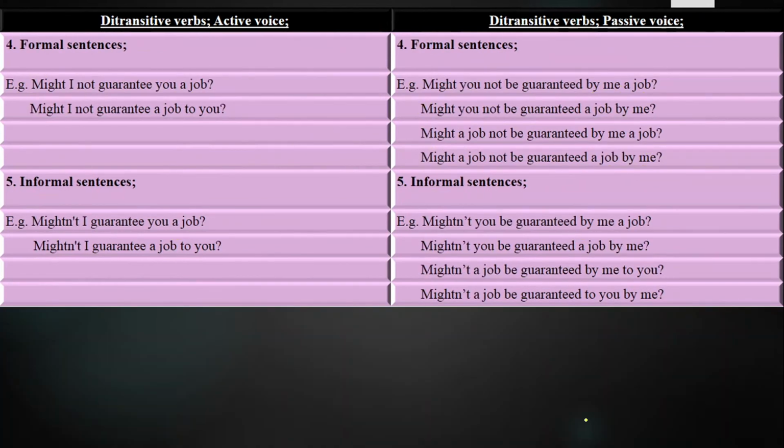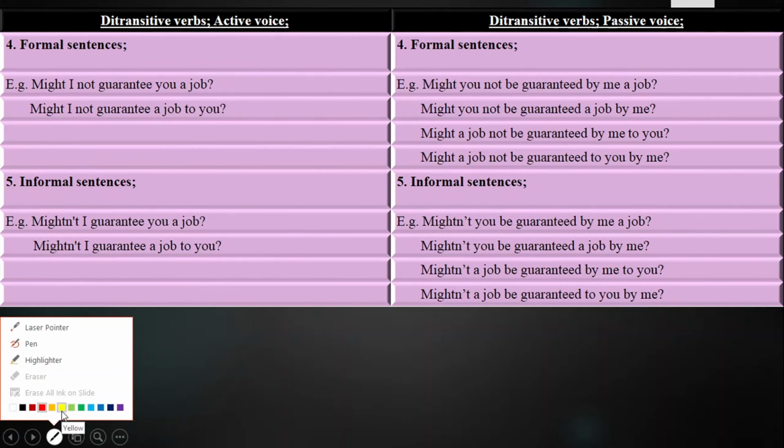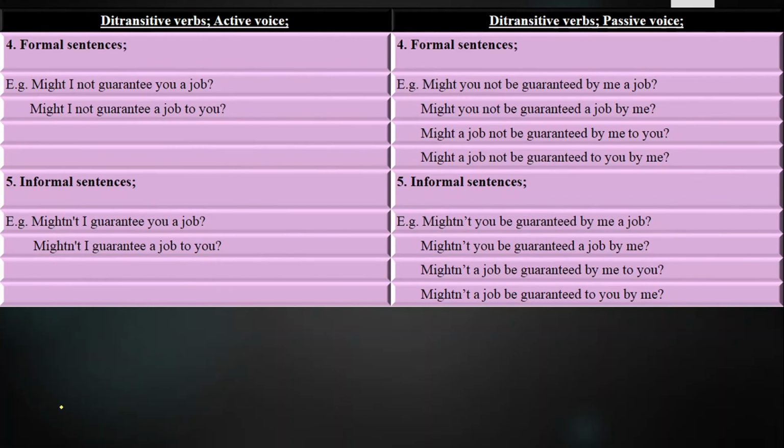Next we have got formal sentences. Those sentences in which we ask question, deny the statement, and we ask them in a formal and polite way are called formal sentences. While changing the formal sentences from active voice into passive voice, first we will be discussing the formal sentences. Now we have got the formal sentences, how we are going to change them. What are formal sentences? Those sentences in which we ask question, deny the statement, and we ask them in a formal and polite way are called formal sentences.